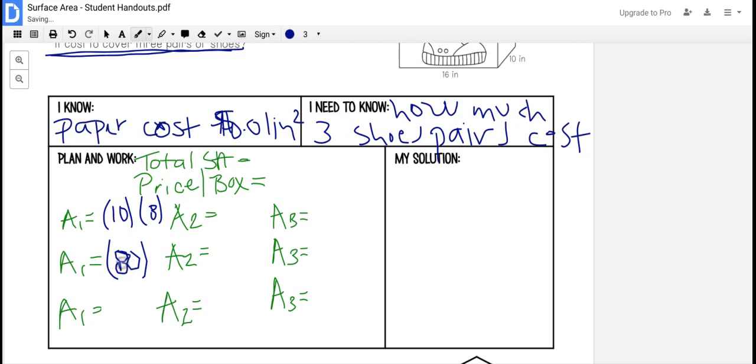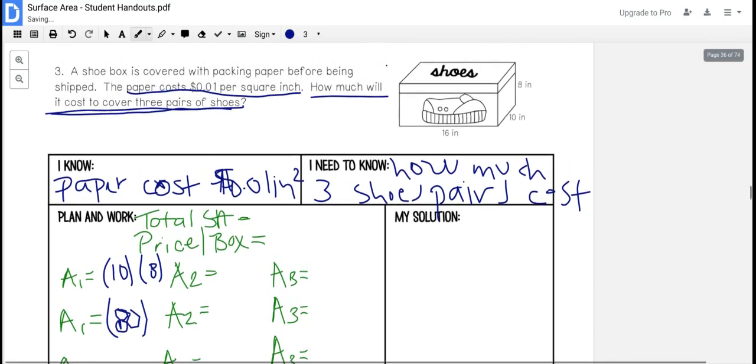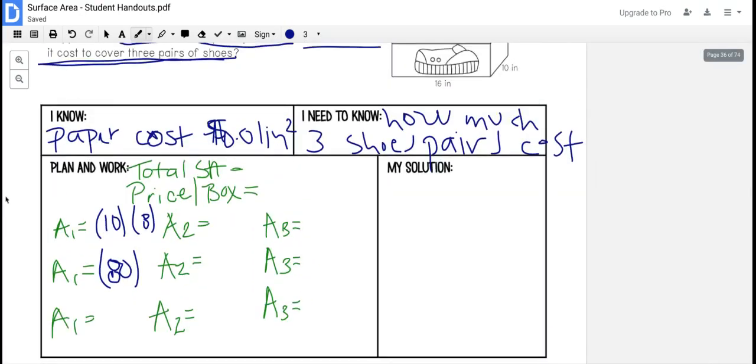But we also know that there are 2 sides here. So we've got the left and the right side, and 80 only is the area of one side. So we have to do 80 times 2. And 80 times 2 is 160.